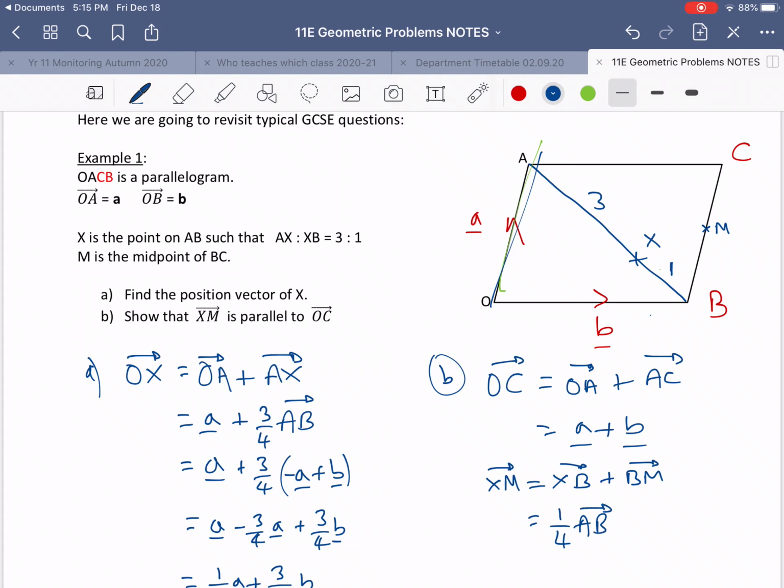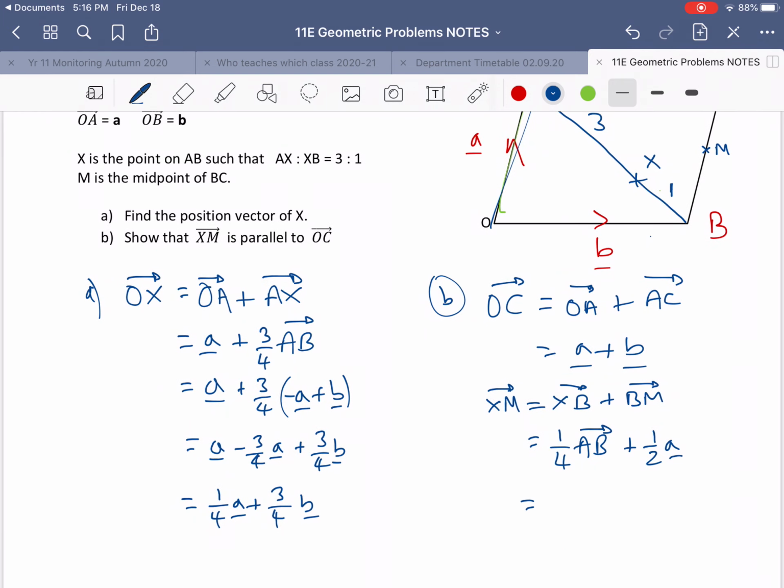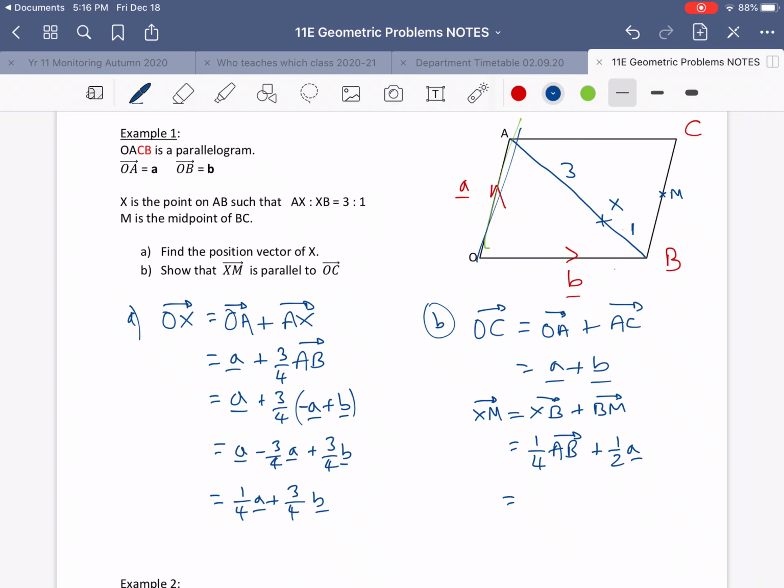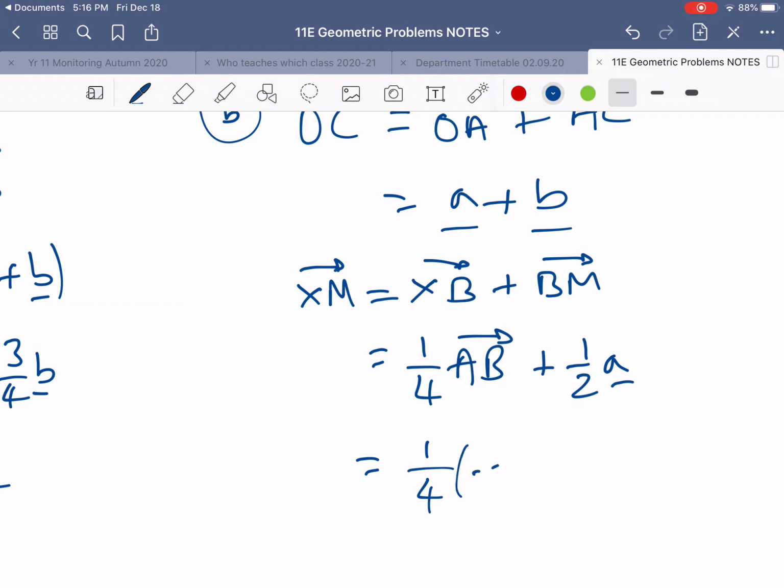And B to M, well, B to C is parallel to this one here, O to A. And because M's in the middle, and we know that this one here is A, that whole thing will be A, so just up to M will be a half A. So B to M is going to be plus a half A. Now, we want a quarter of A to B. A to B is just minus A plus B. So we have a quarter of minus A plus B, plus a half A.